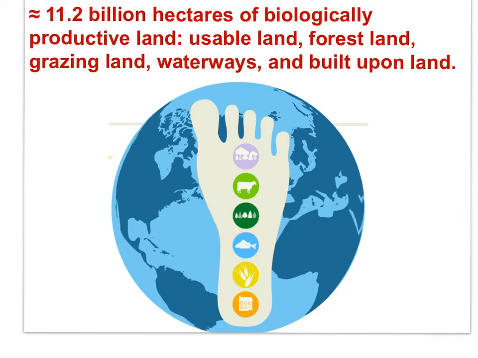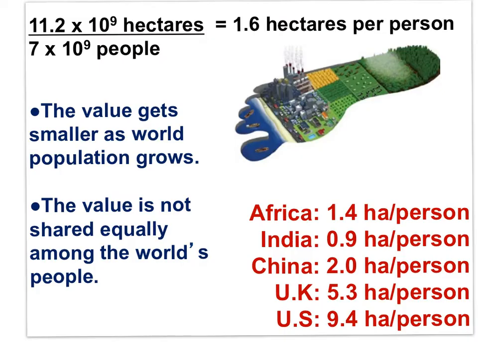For a moment, let's return to consider the entire Earth and the world's population. The Earth has approximately 11.2 billion hectares of biologically productive land. That's usable land, forest land, grazing land, waterways, and built upon land, our urban areas. So how much land area does the Earth have for each one of us? With all of the usable land, 11.2 billion hectares, divided by the world's population, there are 1.6 hectares per person. This is approximately 4 acres per person, if you prefer acres as a unit.